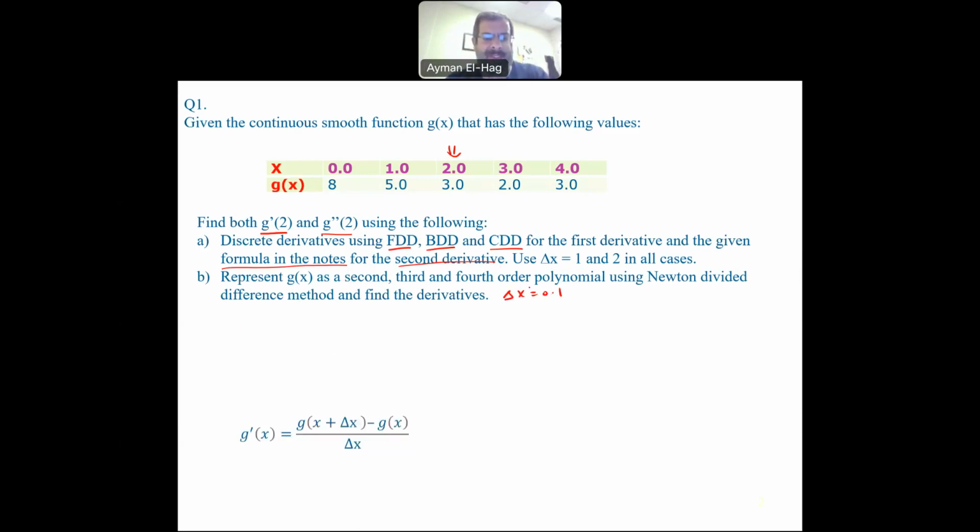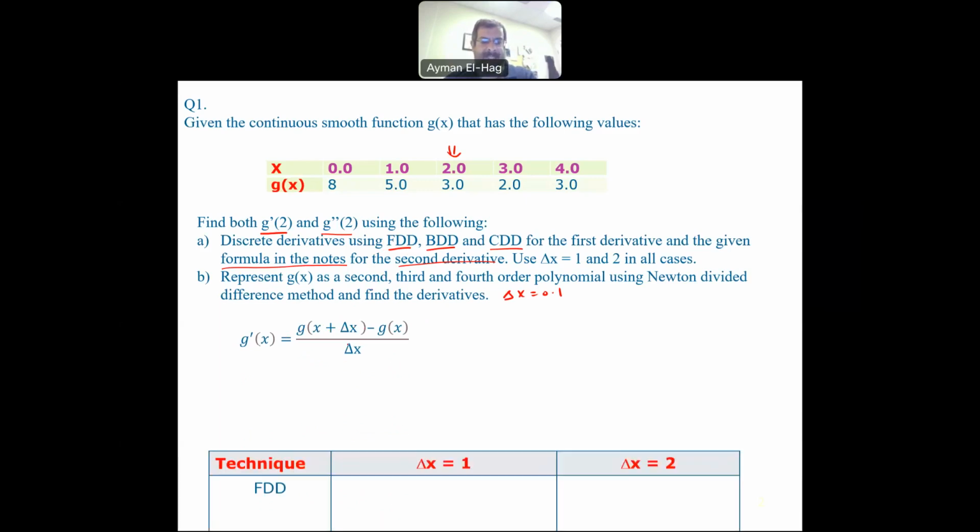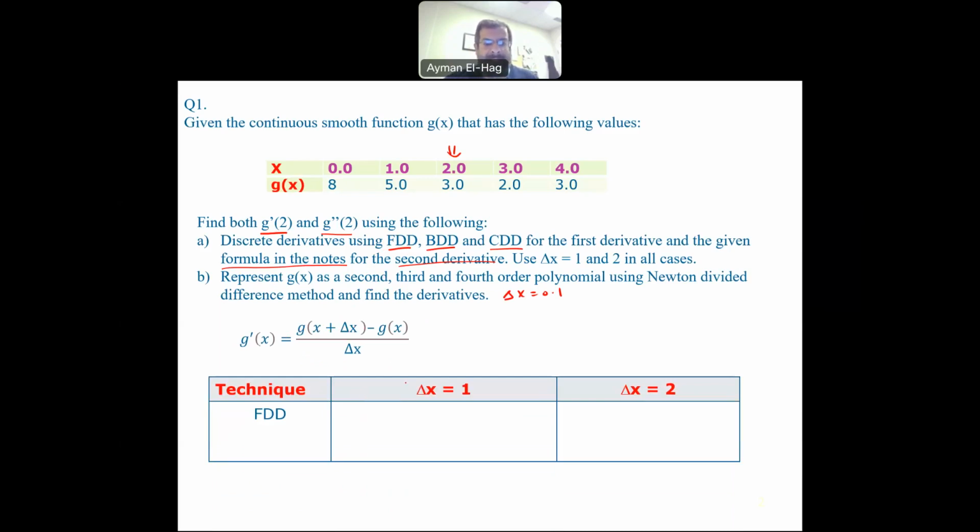Okay, so let's start. This is the formula for the forward divided difference. Basically it is equal to the function at x plus delta x minus the function itself, over delta x. So let's do it in the table. At delta x equal to 1, we want to find g prime at 2. So x is equal to 2, and delta x is equal to 1. We want to find the derivative as g of 2 plus 1 minus g at 2, divided by delta x, which is equal to 1.